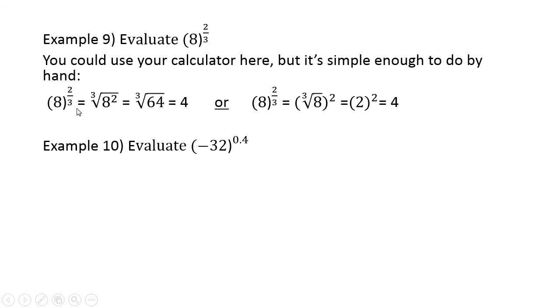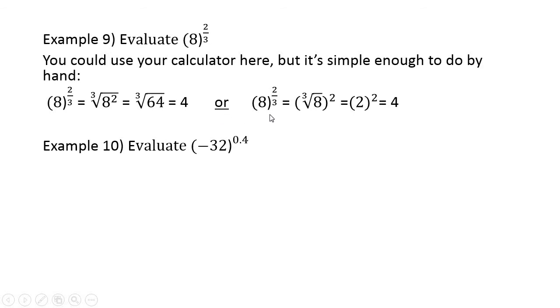We have 8 to the 2/3 here, and then I rewrite that in radical form. Our index comes from the bottom of the fraction here, so the 3 goes there. The 2 stays as the exponent to the radicand, the base number here. And then what I choose to do on this side is I square the 8 underneath there. So 8 squared is 64, then the cube root of 64 is 4.